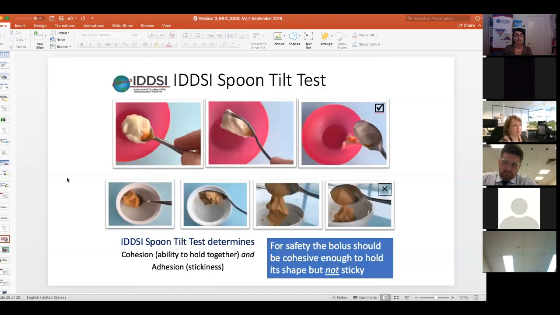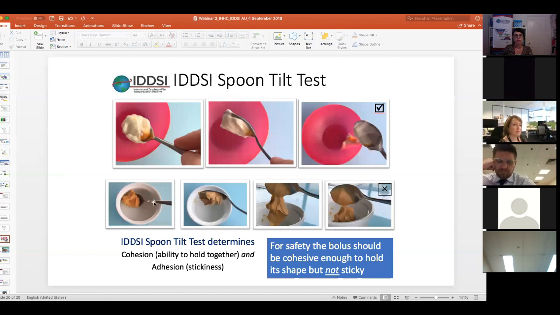So we know, for example, that sticky foods are problematic, and the way that we check this is with the IDDSI spoon tilt test. You take a spoonful of what you think might be suitable, like a mousse, or even the top one, a Greek yogurt here. Turn the spoon on its side and give it a flick of the wrist, and you should find that it comes off relatively easily. There may be a small amount of residue on the spoon. You should still be able to see the spoon through any residue that's there.